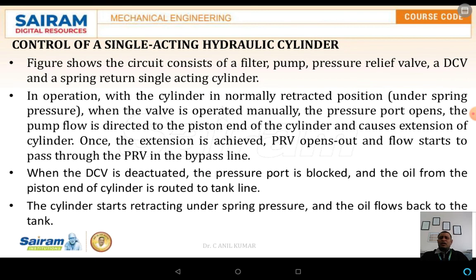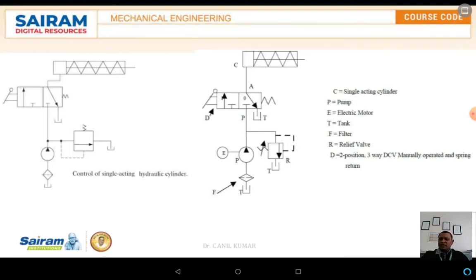Next, going into the next part, the control of a single acting hydraulic cylinder. First we will go to the sketch, and then afterwards we will come back to the explanation part. See here, the schematic diagram shows a circuit, or a hydraulic circuit, which is also called a ladder diagram.